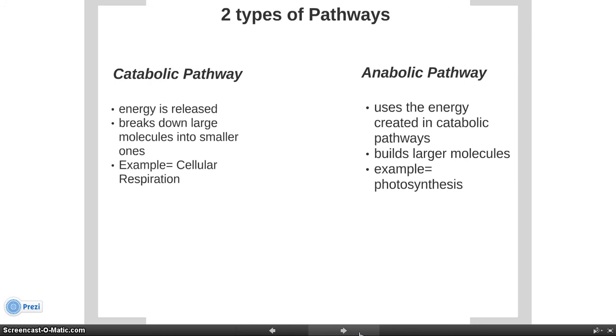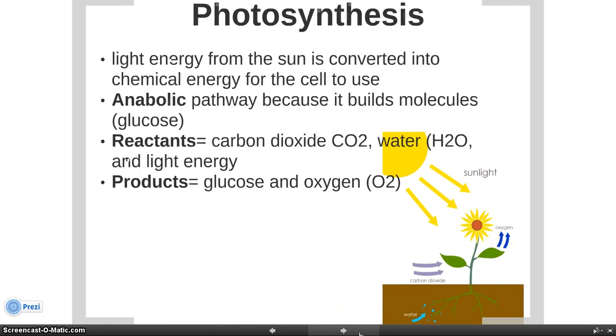The other path is an anabolic pathway. It is the opposite. It helps to build large molecules and uses the energy from catabolic paths. Photosynthesis is our example. Photosynthesis makes or builds glucose for the plant by using the energy created during cellular respiration. So what is photosynthesis? Well, we already know it's an anabolic pathway which builds large molecules, or carbohydrates. By definition, it is when light energy from the sun is converted to chemical energy for the plant cells to use.